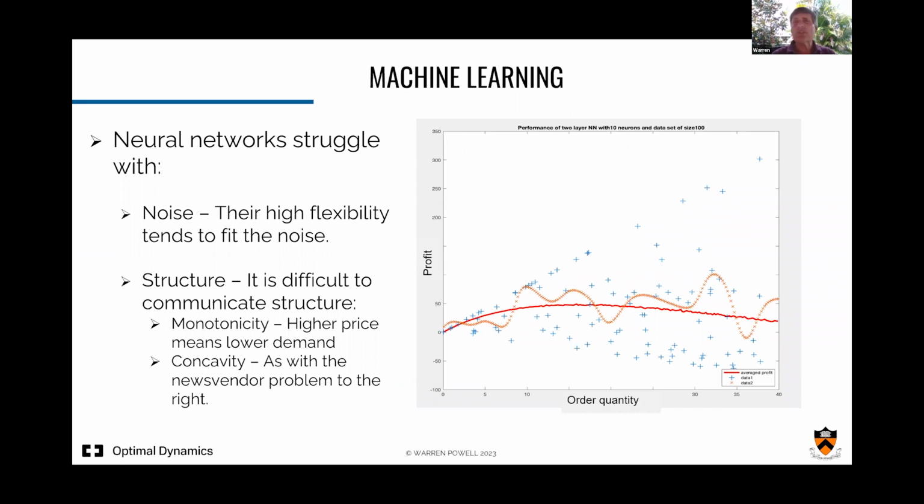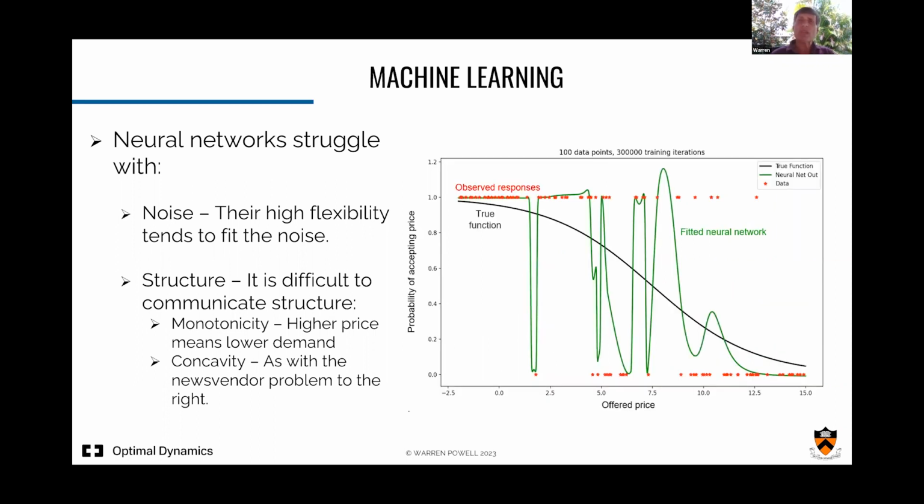Brief word of caution with neural networks. Let's say I have a news vendor problem where I have an order quantity and then I observe some random profits. All those blue dots are random observations. If I take all those random observations and fit the neural network, I get that squiggly function where I know that the true function is that solid red line. I know it's smooth and concave. The neural network doesn't know that. And with the noise, you tend to get this overfitting.